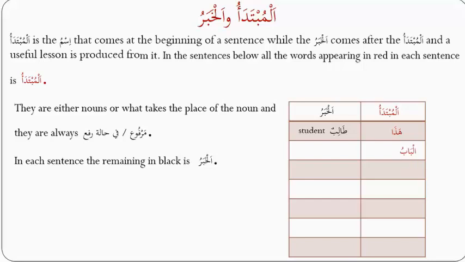Okay, so let us go ahead and see what we have now. Al-babu. Now look at this. This is a regular word. It's a regular noun, and you can see the dhamma on it. Al-babu means the door, right? Al-babu, the door. That is the mubtada. Okay, and it is marfu' with a dhamma.